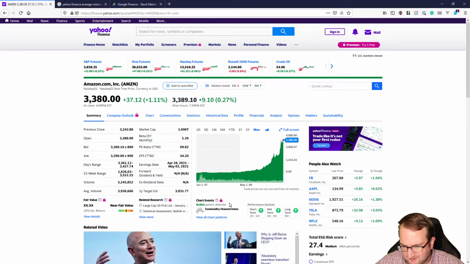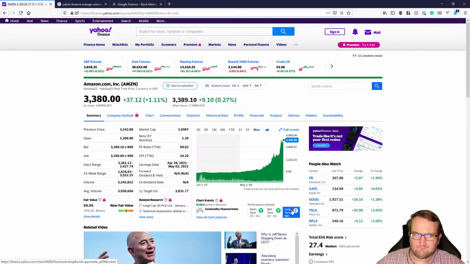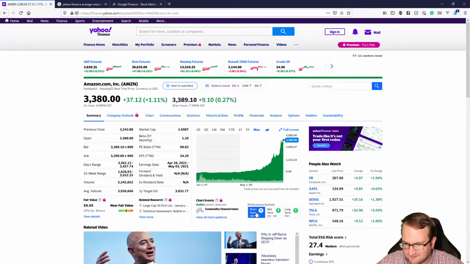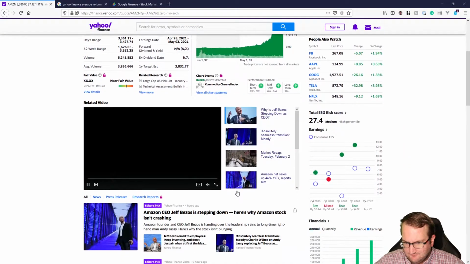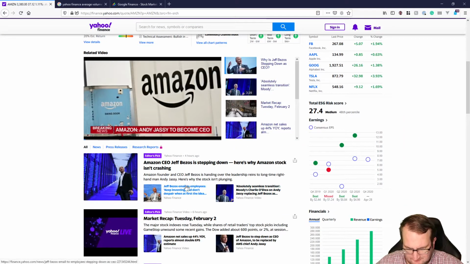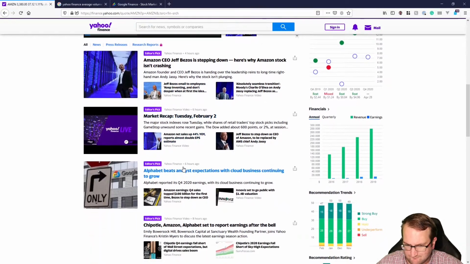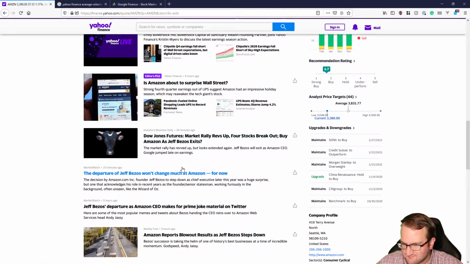So bullish pattern detected, and they also have a performance outlook using some of their analytics here to kind of indicate some predicted performance. So short-term, mid-term, and long-term. They'll tell you if their chart events and their data indicates that it has a good short-term, mid-term, or long-term outlook, which the stock does. Down below here, we have some basic news, and as of today, Jeff Bezos has announced that he is stepping down, and so we can scroll through here and find some basic news.